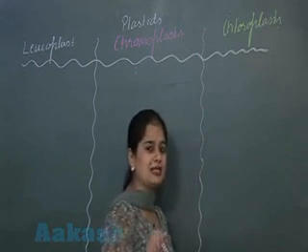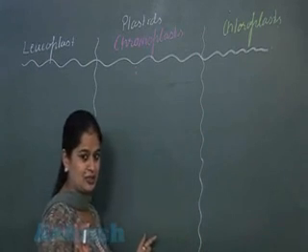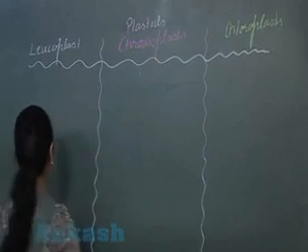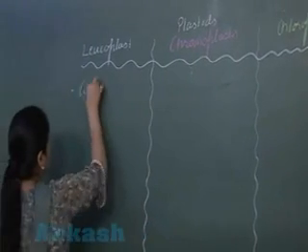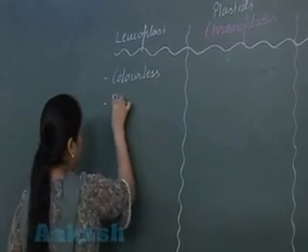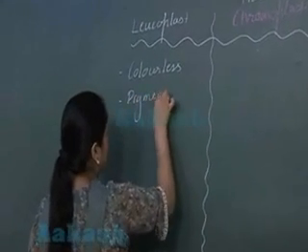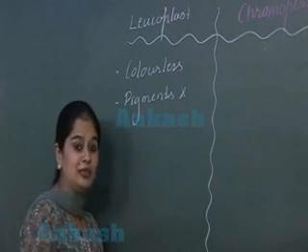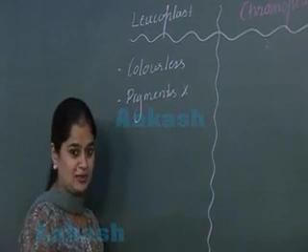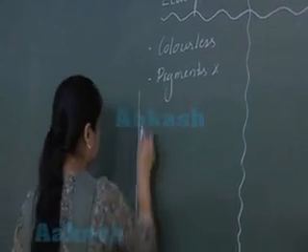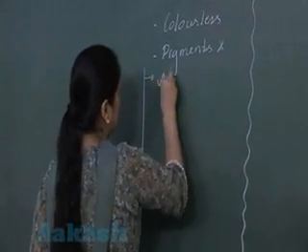Now the leucoplasts are colorless plastids, right? In the leucoplasts, the pigments are absent. So the leucoplasts are colorless. The leucoplasts can be divided into three types. Now the first one is amyloplast.